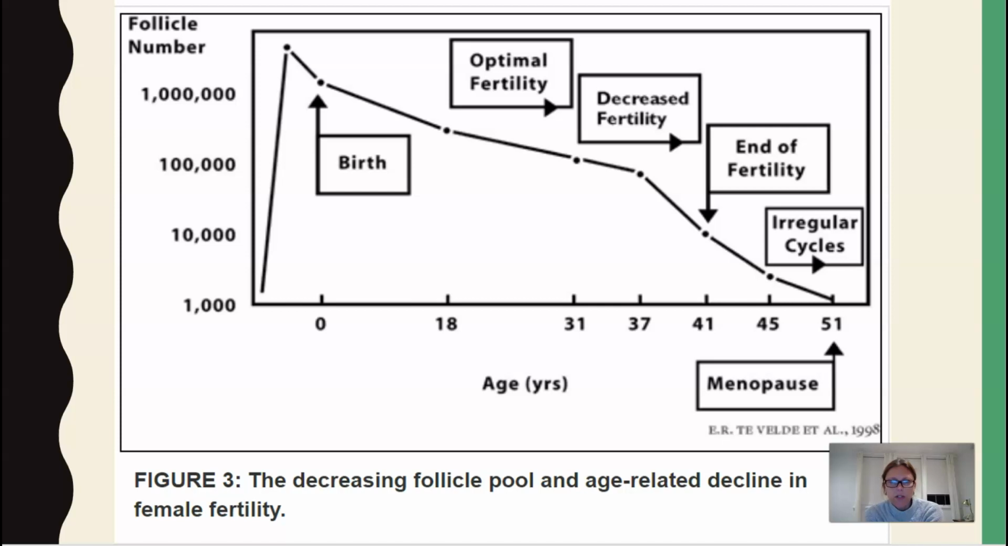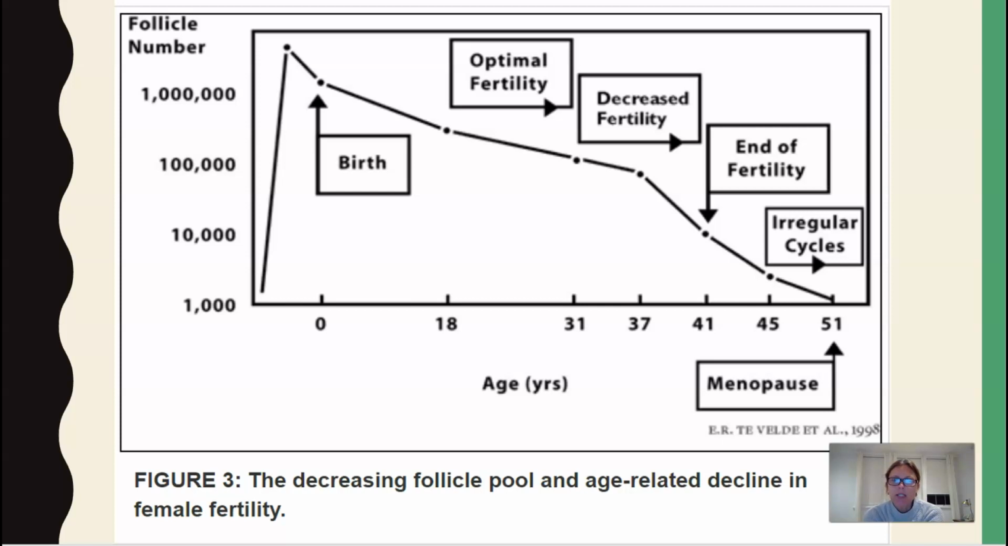So here we can see on the screen our fertility and how it changes over time. You can see here that at birth, well, it says we've got about 1 million. I'm sure I've read differently, but anyway, we've got a lot. So at birth, there are a large number of follicles, and that slowly decreases over time. You can see between about 18 to 31 is what they consider to be the optimum time for fertility.